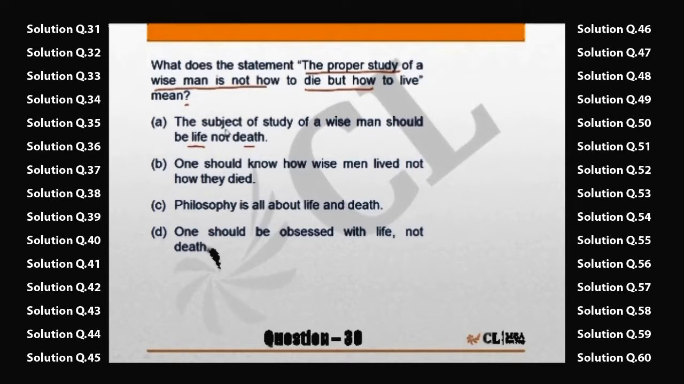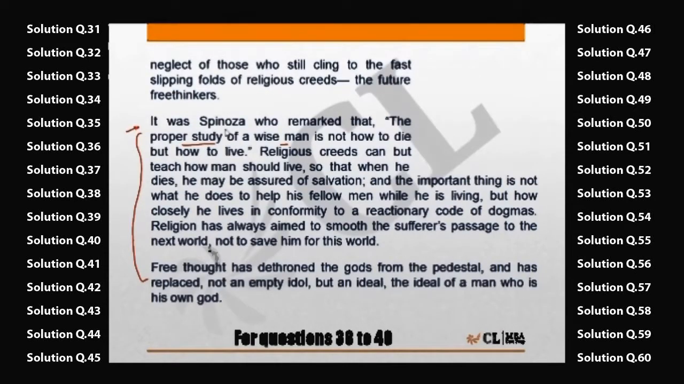Now, if you go back to that passage, it was Spinoza who remarked that the proper study of wise men is not how to die but how to live. That means if you want to study a wise man, focus on his life, not what happens after life. Religious creeds, and then it goes further to say that most of religion prepares you for life after death, and that is their focus. While the focus of us should be on how to live, how to make best use of the life that you have, and not how to prepare yourself for the life after death. That is what this paragraph essentially is talking about.